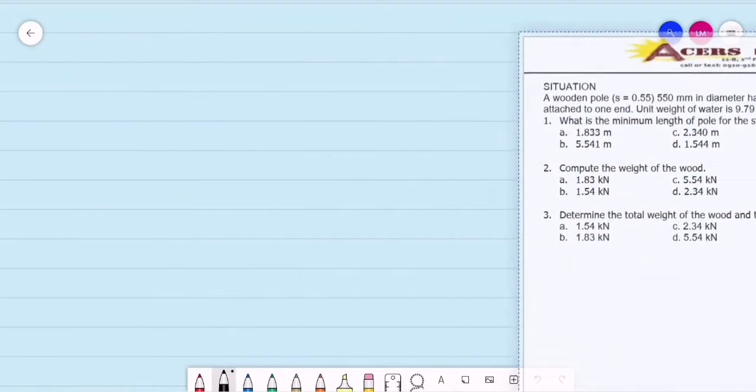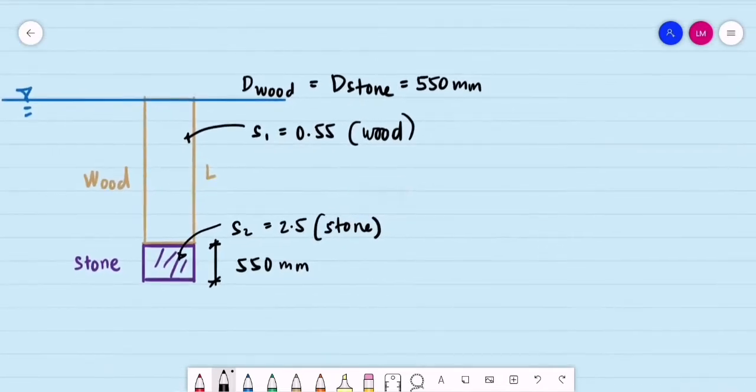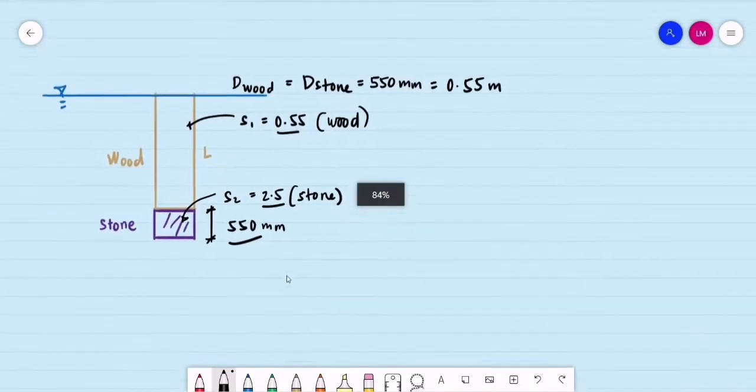So parang ito yung magiging illustration natin sa problem. Yung diameter ng wood, tapos yung diameter ng concrete cylinder, sinabi ko na lang dito, diameter of the stone, pareho sila ng diameter, 550 millimeters, or sabihin natin in meter, that is 0.55 meter. So specific gravity of the wood, 0.55, for the stone, 2.5. Given naman yung length ng stone, 550 millimeters din.